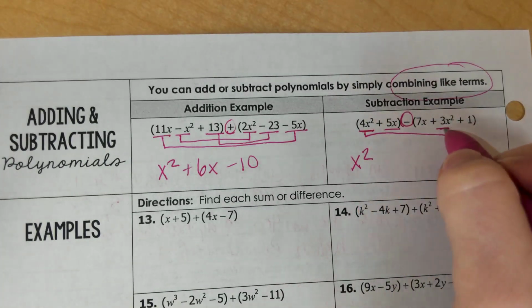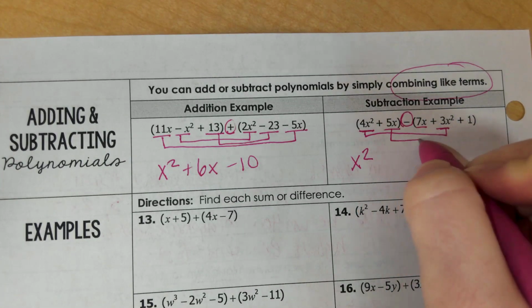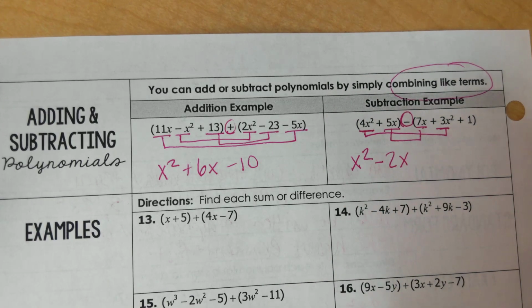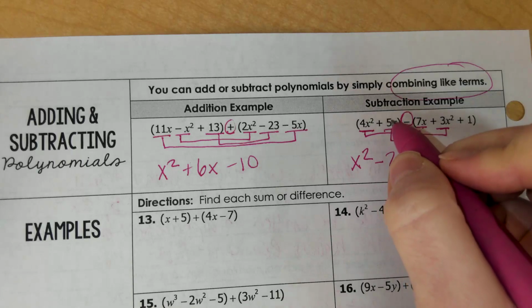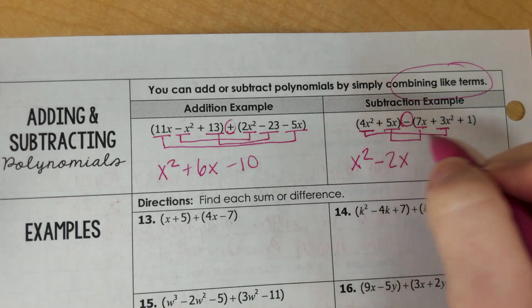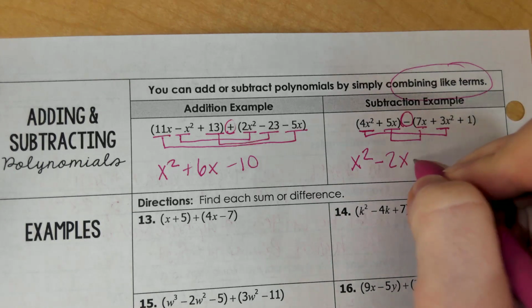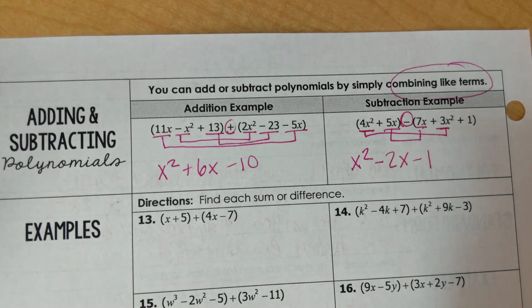Then I have this 5x and this 7x. So 5x minus 7x becomes -2x. And then what you've got to be careful about here is that here we have a 0 as far as a constant goes, but here we have a 1. So it's 0 minus 1 gives us a -1 here. So don't get tripped up on that. You've got to remember that it is a negative there.